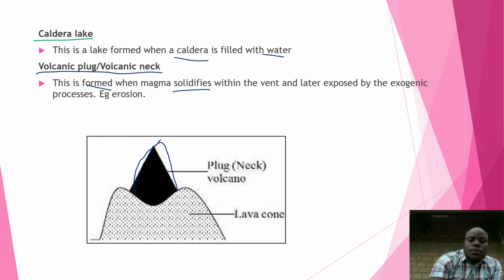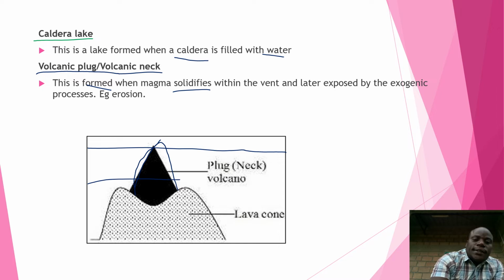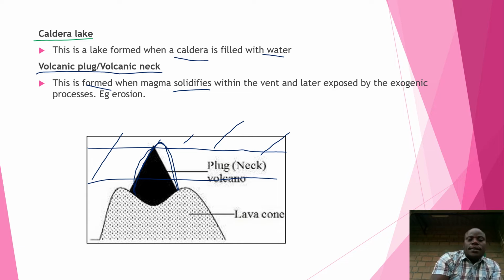We assume originally here we had layers of the earth, but as this magma solidified within the earth layers, with time these layers were washed away, they were removed, and when they were removed, this solid hard magma standing like a neck was exposed, and this is what we call volcanic neck or volcanic plug.